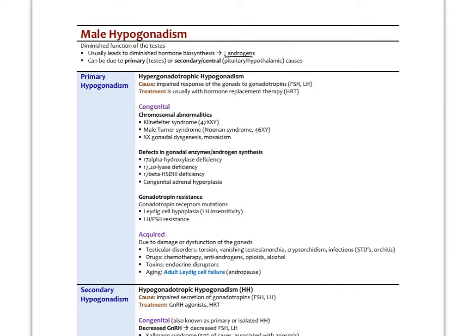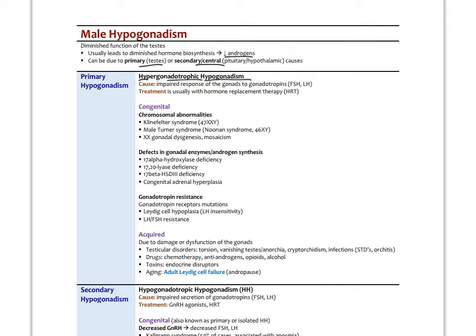Now, hypogonadism can be primary, meaning it's a problem in the testes, or secondary, which we also call central, and that's a problem in the pituitary or hypothalamus. Primary hypogonadism is also known as hypergonadotropic hypogonadism. Remember the gonadotropins, LH and FSH: if the testes are not putting out enough testosterone, through negative feedback the LH and FSH levels should go up. So we're going to see hypergonadotropic hypogonadism here.